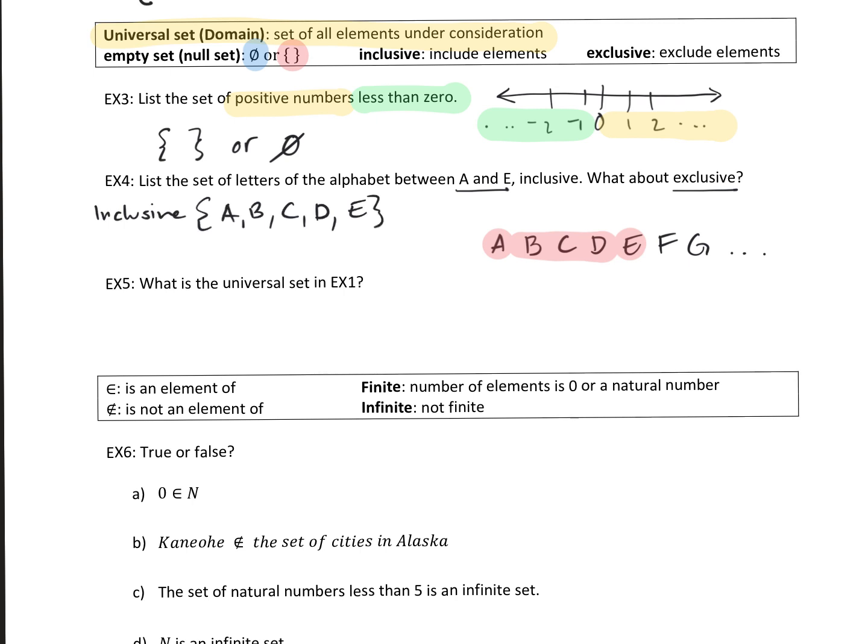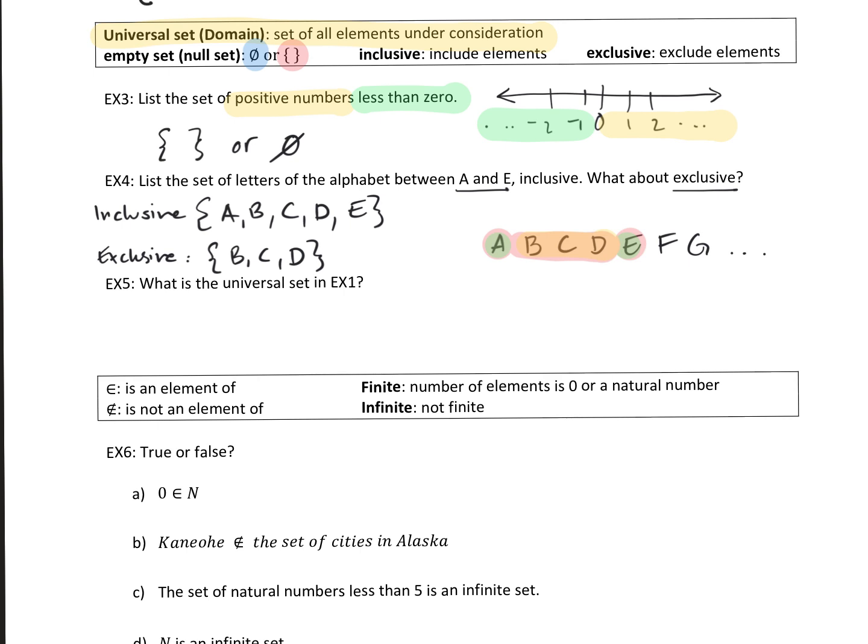Now for exclusive, that means we're excluding the boundary points and we're just talking about what's inside of it. And so exclusive would be B, C, and D.